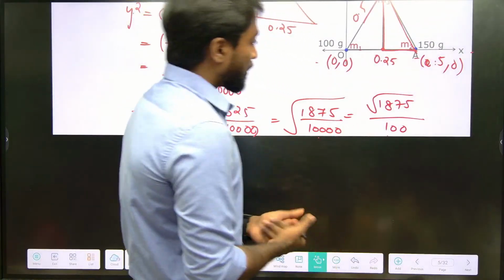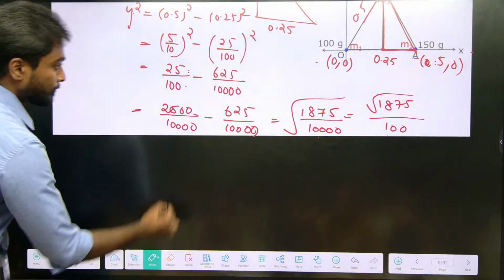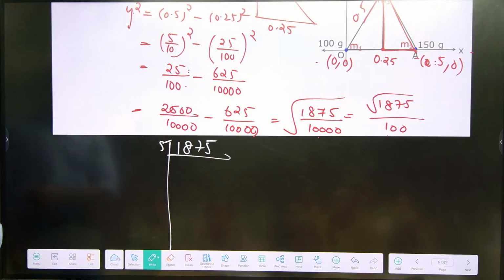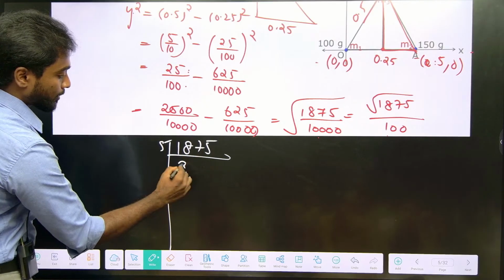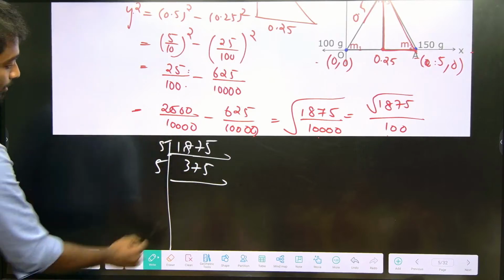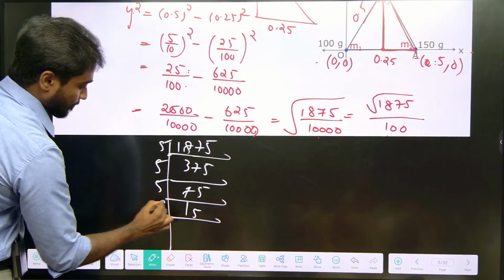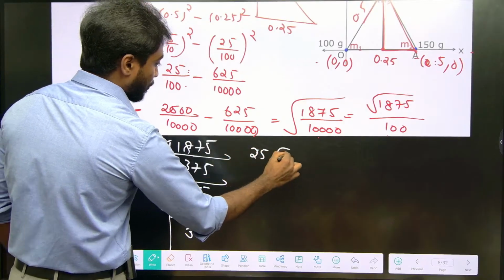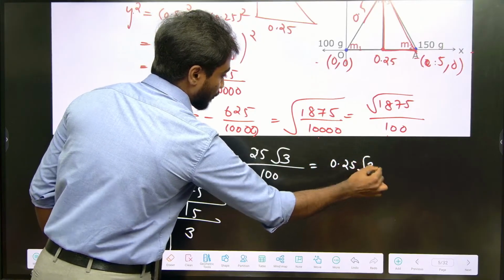Now, as I told, do the prime factorization. 1875: 5 table, so 375, then again 5, 75. So I can say 5 times 25 root 3, and one more 100 is there, so it is nothing but 0.25 root 3.